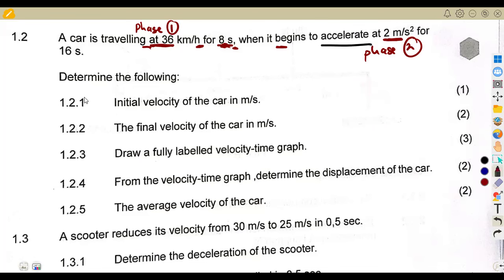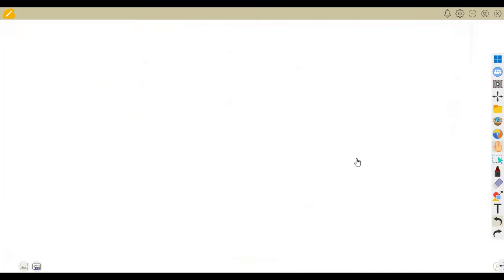Okay, it's fine. 1.2.1: determine the following, the initial velocity of the car in meters per second. The initial velocity is where it started, at 36 kilometers per hour. So our initial velocity is u, which is given as 36 kilometers per hour, but they need this speed in meters per second.